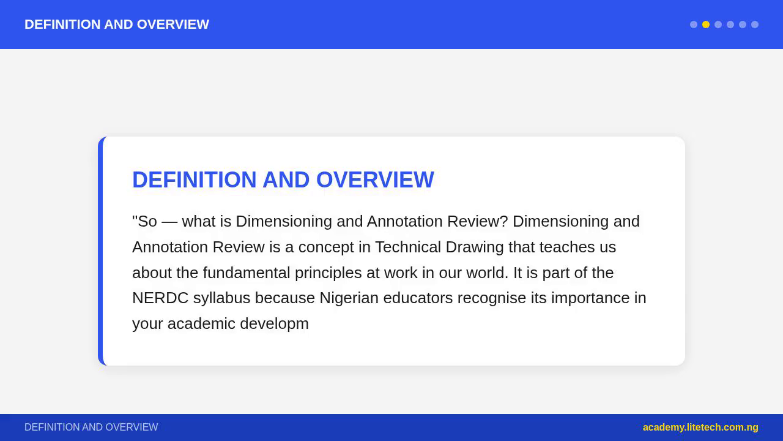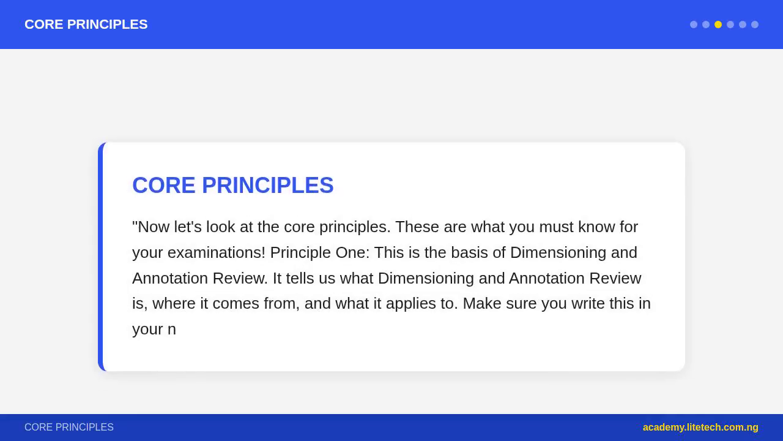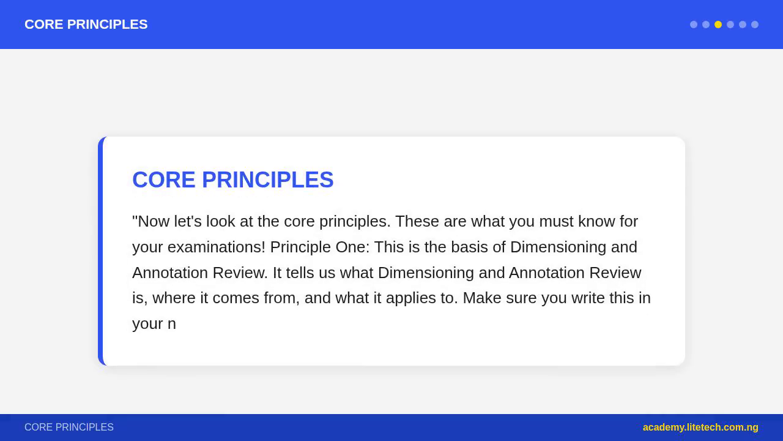Now let's look at the core principles. These are what you must know for your examinations. Principle 1. This is the basis of dimensioning and annotation review. It tells us what dimensioning and annotation review is, where it comes from, and what it applies to. Make sure you write this in your notebook.